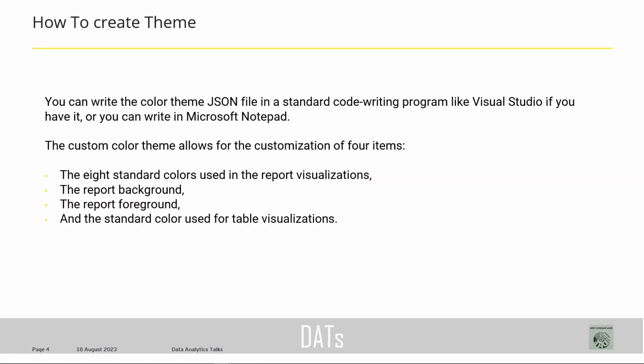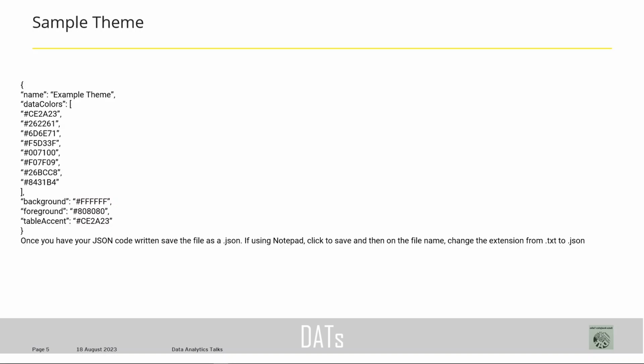You can write the color theme JSON file in a standard code writing program like Visual Studio if you have it, or you can write in Microsoft Notepad. The custom color theme allows for the customization of 4 items: the 8 standard colors used in the report visualization, the report background, the report foreground, and the standard color used for table visualizations. So remember, you can customize these 4 items.